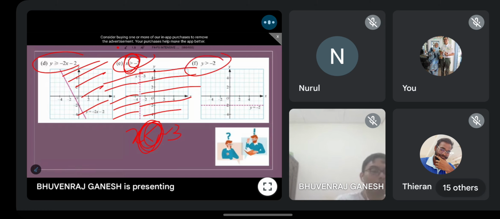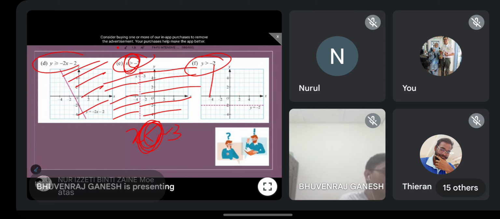Okay, then this one, guys, up or down? This one no choice, kamu kena tahu atas ke bawah sebab yang ni garis mendatar. So up or down, guys? This one, yes, up. Okay, habis. Okay, so good.